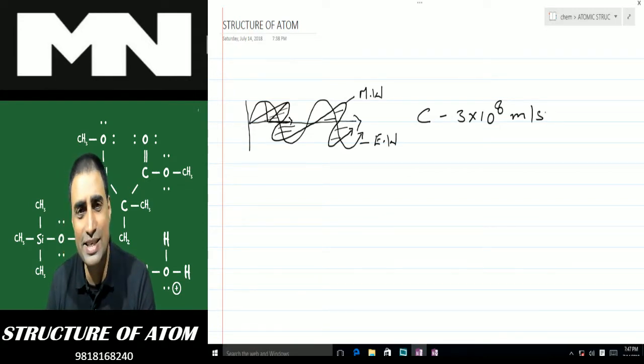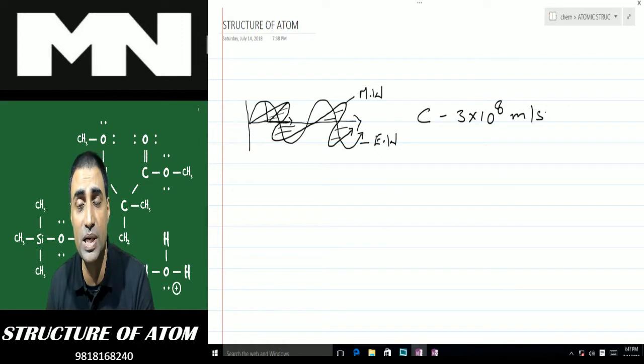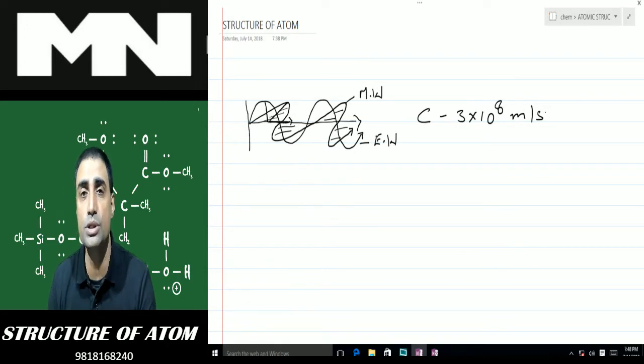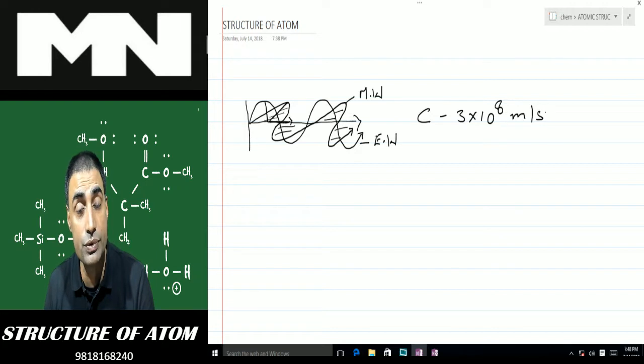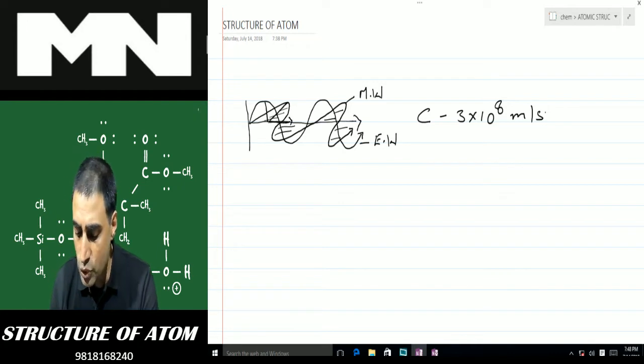It's not exactly 3 into 10 to the power 8 meters, but we round it off and take it as 3 into 10 to the power 8 meters per second. So this is the velocity with which all electromagnetic radiations move. Well, students, a question comes to your mind: have you seen that electromagnetic radiation or not, or what are the different types of those electromagnetic radiations? So this is what I'm going to tell you.